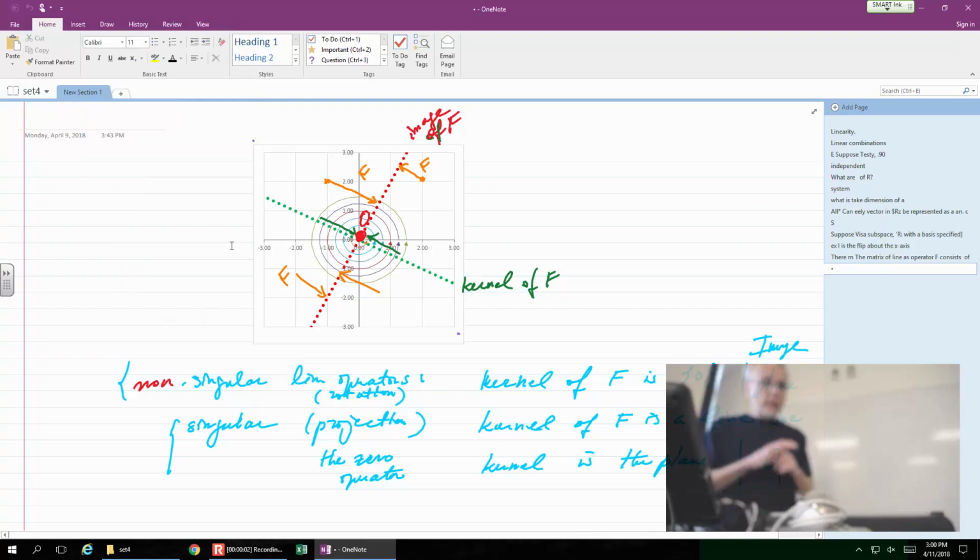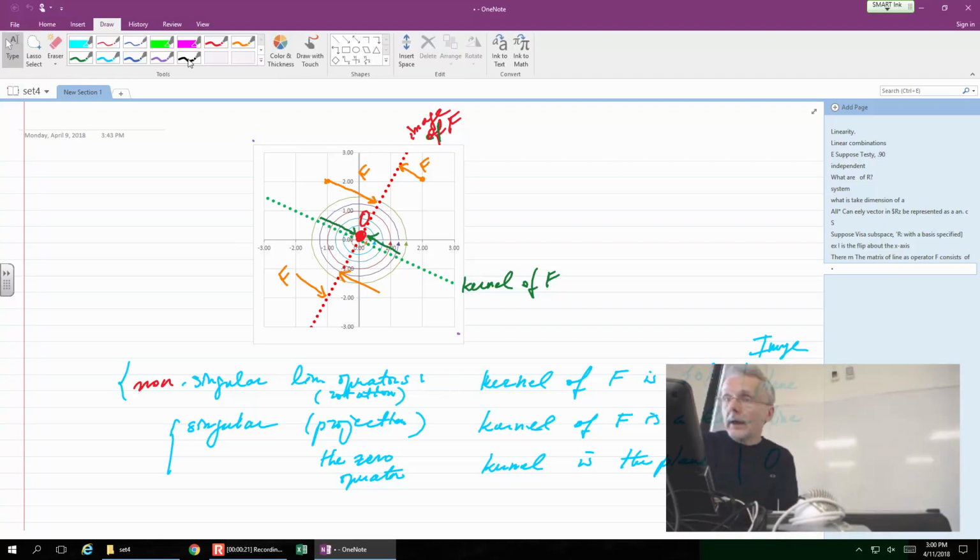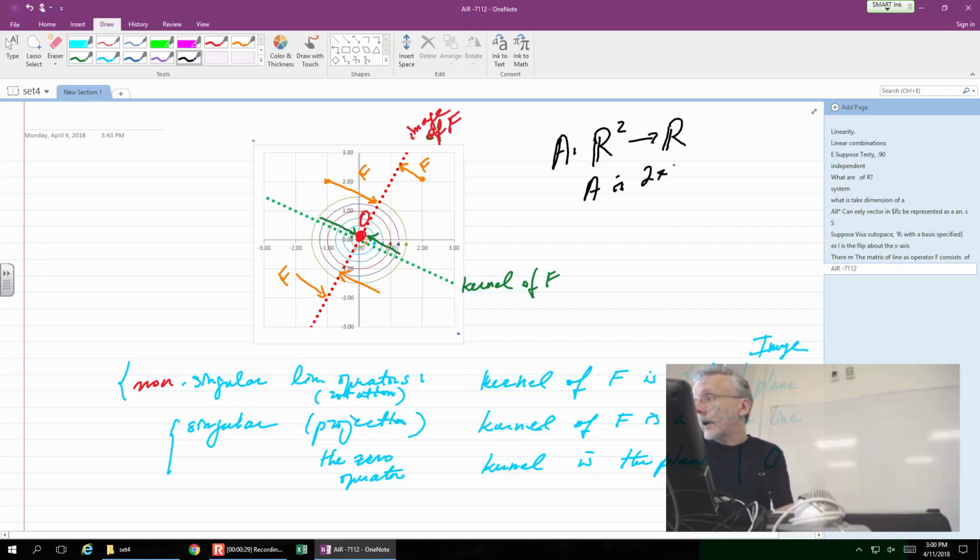So once again, linear operators are matrices. They are also transformations, and we're talking about transformations of the plane, which means our space is R2, and our matrices are 2 by 2. So our function then is from R2 to R2, and A is a 2 by 2 matrix.